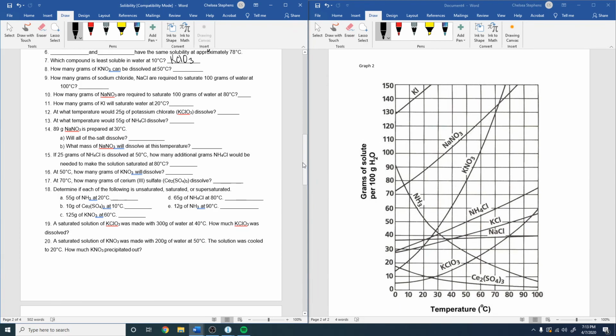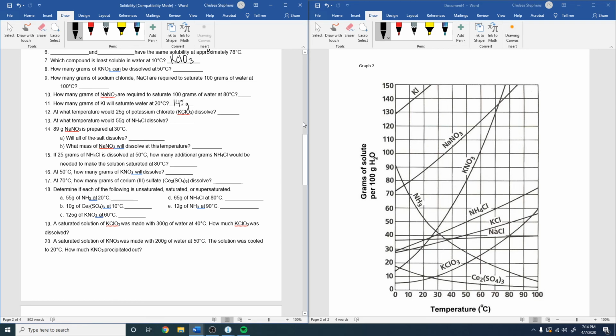How many grams of KI will saturate water at 20 degrees Celsius? Okay, remember saturated is on the line, right? So if we're looking for KI, which is at the very top, it's incredibly soluble, okay? So at 20 degrees, we're going all the way to the top. How many grams? About 145, super soluble, okay? I feel like these are no big deal.